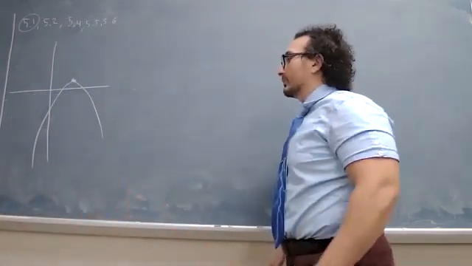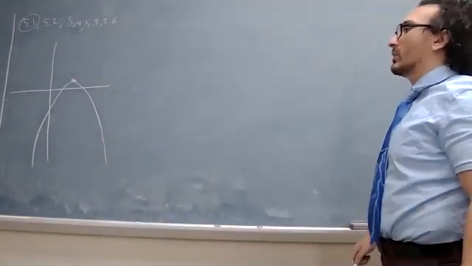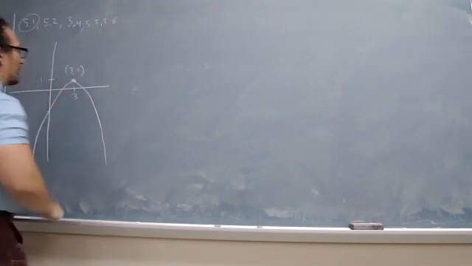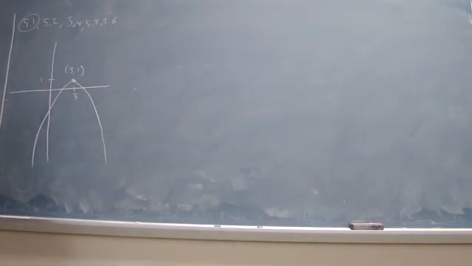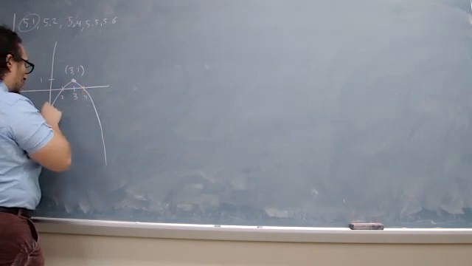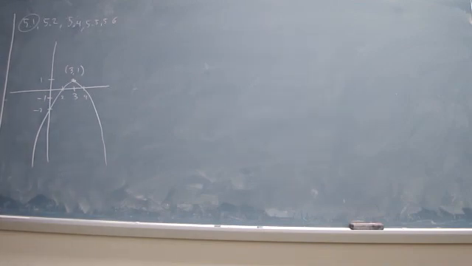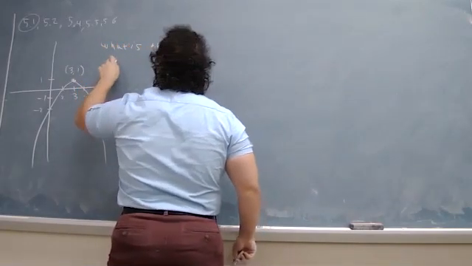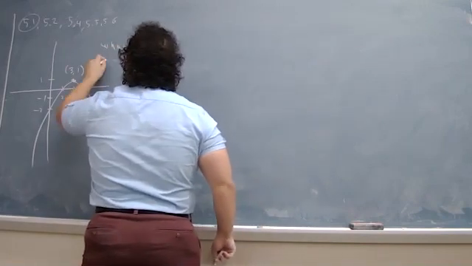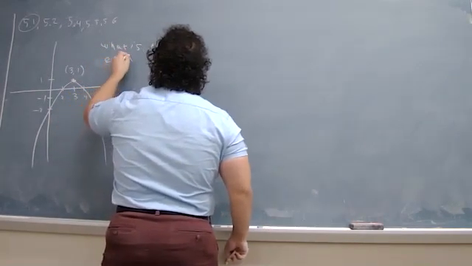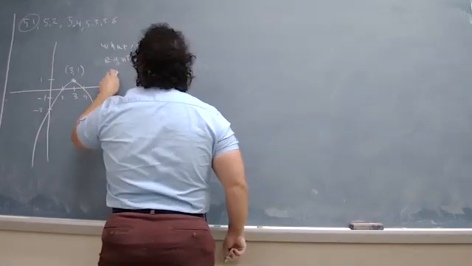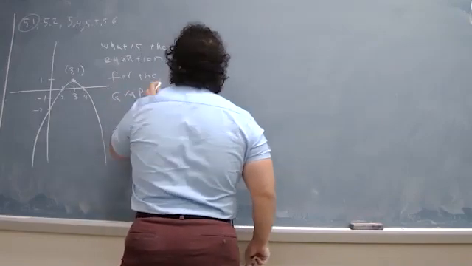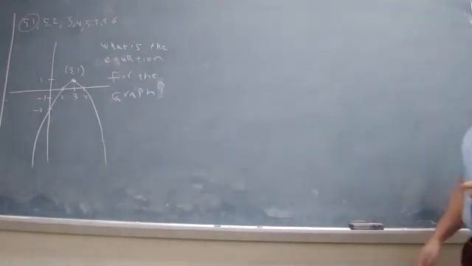Let's have a parabola opening down. Okay. And let's say that this is at 3, 1. All right. And let's say that one of the intercepts is at 2, one of the intercepts is at 4, and this intercept is at negative 2. All right. What is the graph? What is the equation for the graph?